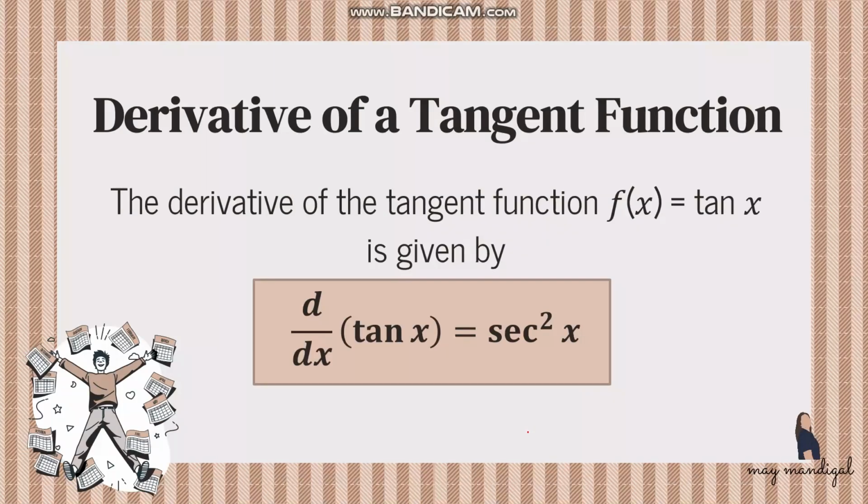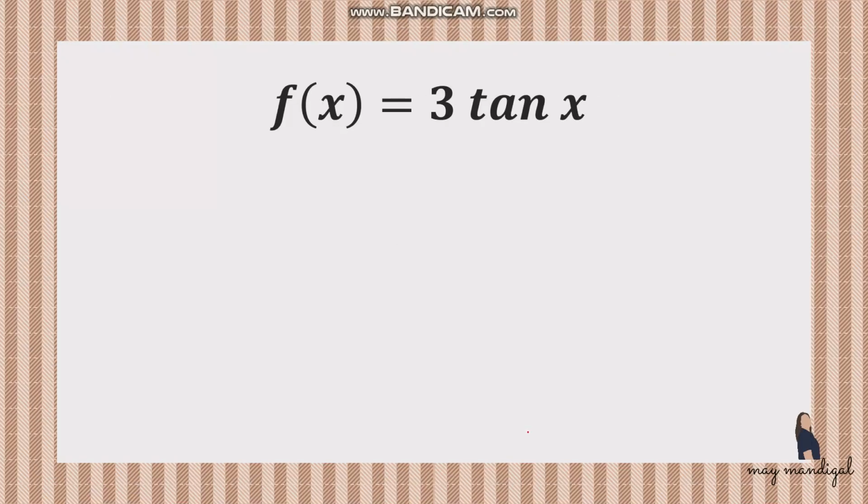And for the derivative of a tangent function, the derivative of the tangent function f of x equals tangent of x is given by d over dx of tangent of x is equal to secant squared of x. Again, the derivative of tangent x is equal to secant squared of x.